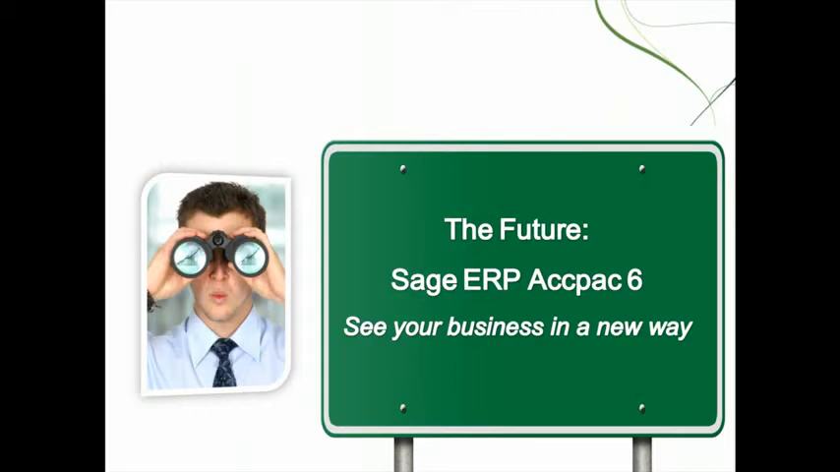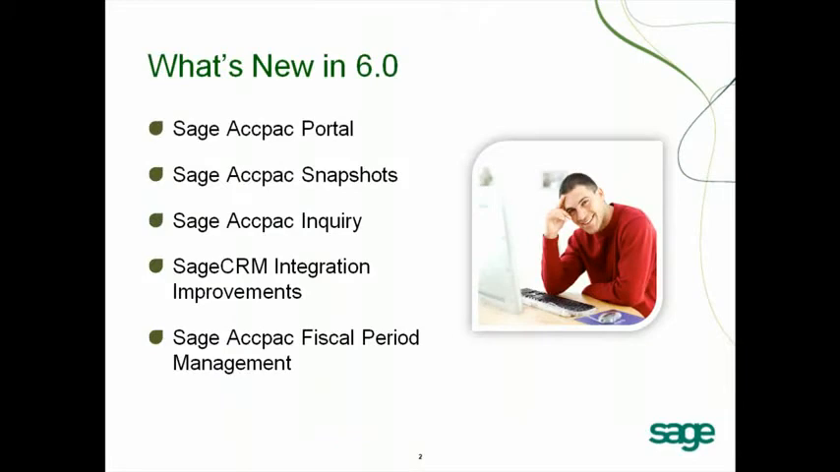The 5 areas of improvement we'll be highlighting today include the usability of the product with a new user-friendly interface and simplified navigation, allowing users to quickly and easily extract data out of Accpac by using the new inquiry feature, providing managers with key performance indicators so they can better monitor their business. Improved Accpac integration with Sage CRM so sales reps can efficiently turn quotes into orders. And finally, you can now lock down fiscal periods by module.